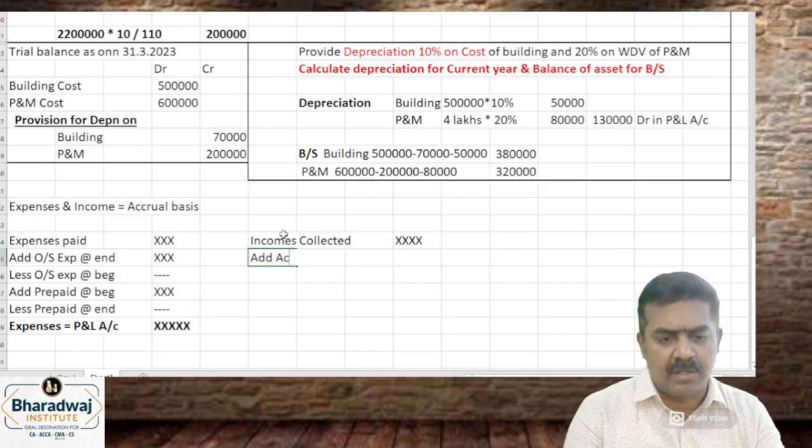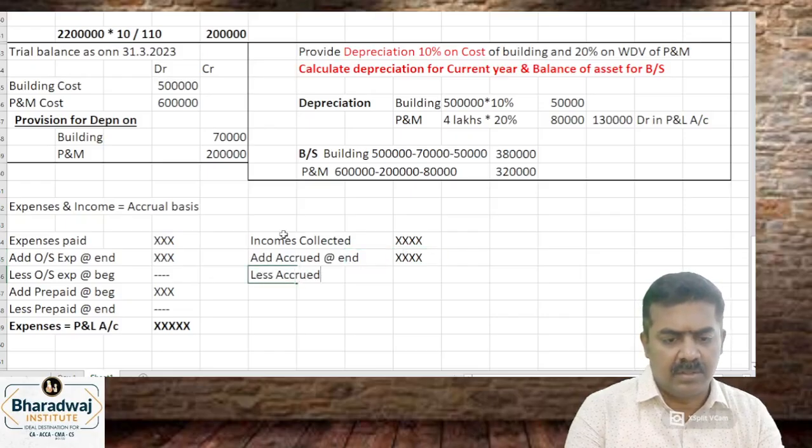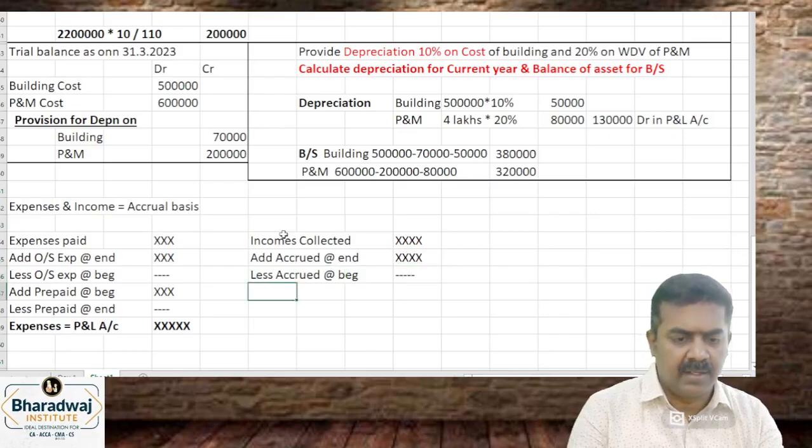Add, we call it as accrued at the end of the year. Less accrued at the beginning of the year. Why? Because it belongs to which year? Last year.